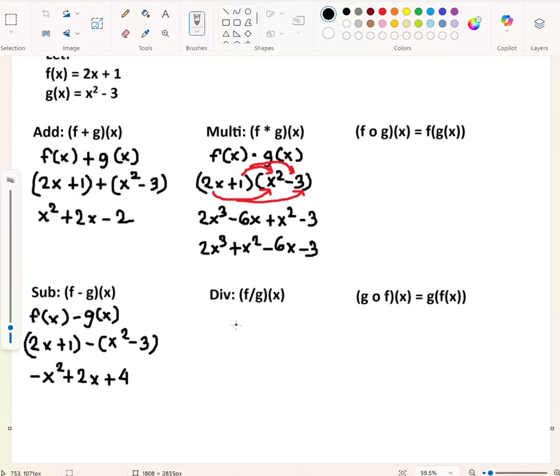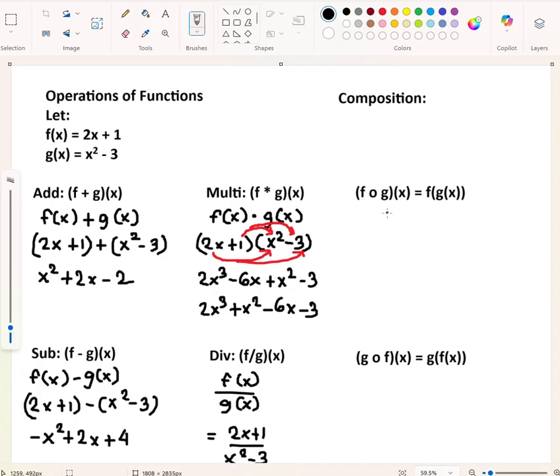Next is division. We need to divide f of x by g of x. So substitute: our f of x is 2x plus 1 over x squared minus 3. We cannot divide this further, because the numerator cannot be divided by the denominator. So that's the final answer.